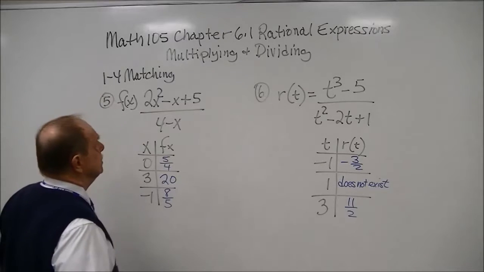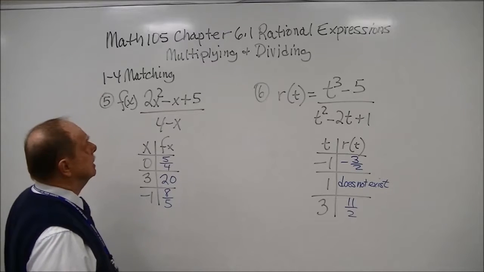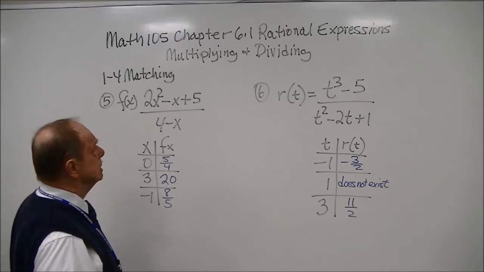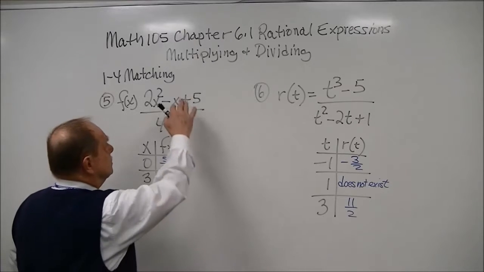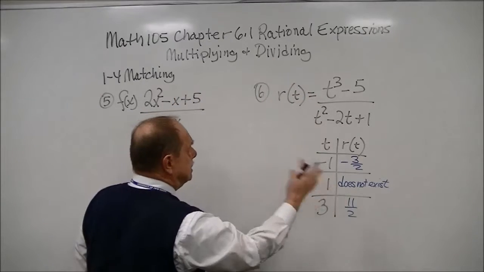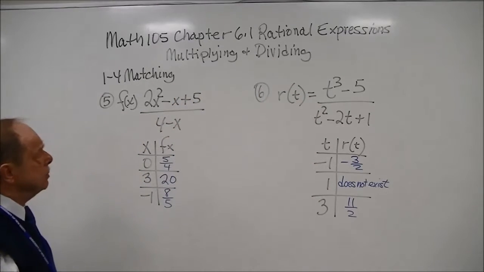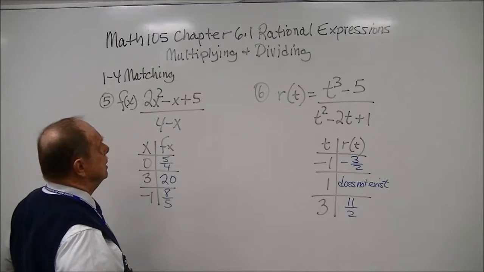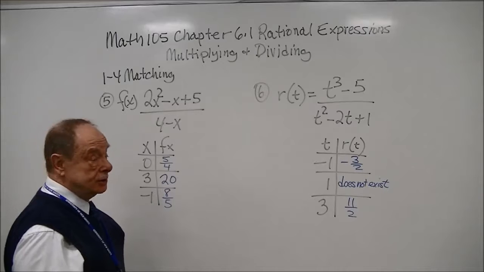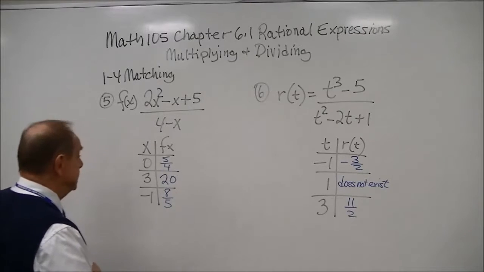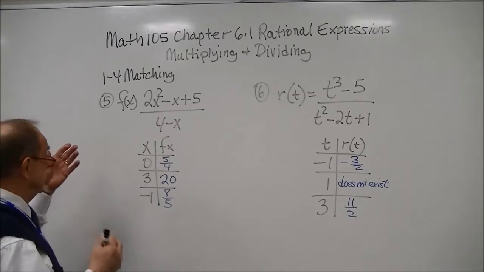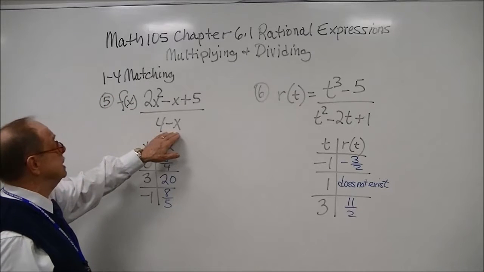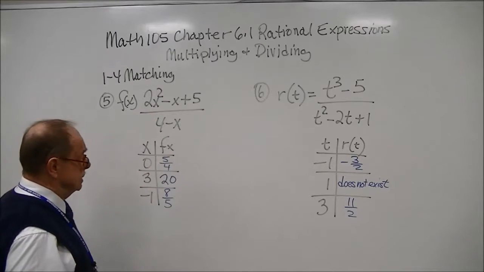We're starting chapter 6, which deals with rational expressions. And we're going to do some multiplying and dividing, some of the rules. Now you might recall that rational expressions refers to fractions. So in a sense, we're dealing with algebraic fractions, where you might have variables in the denominator as well as the numerator.